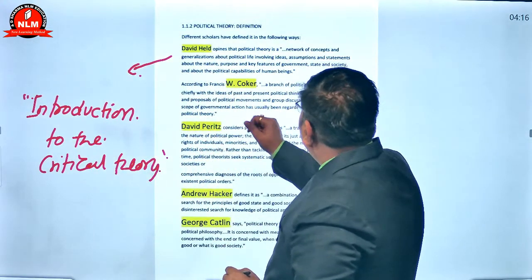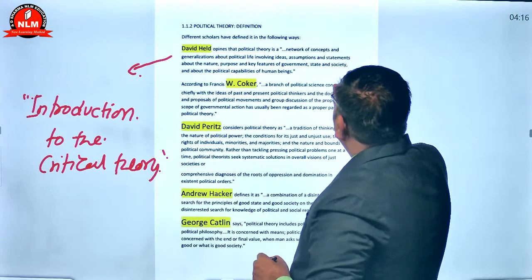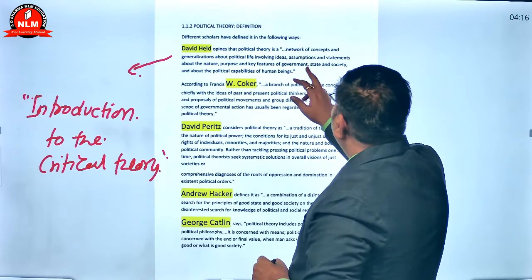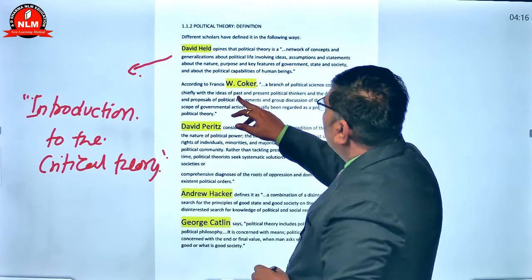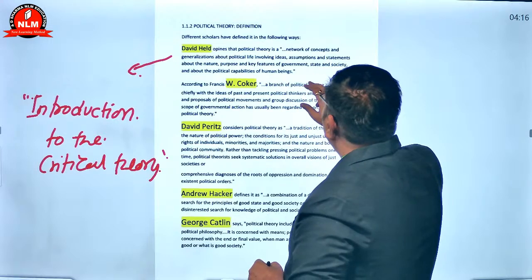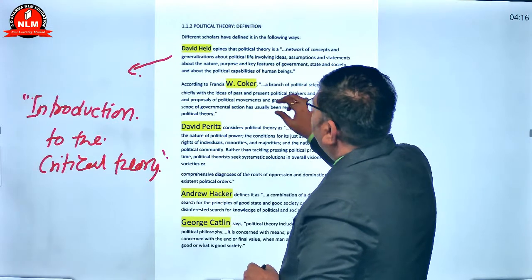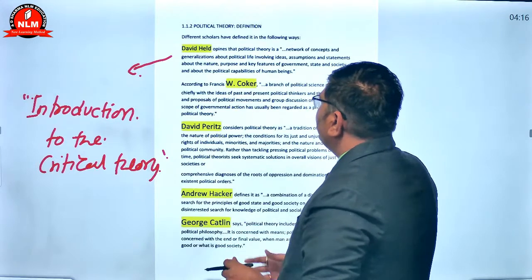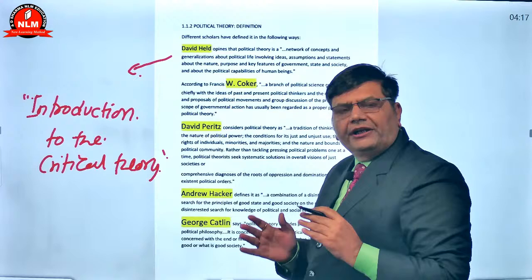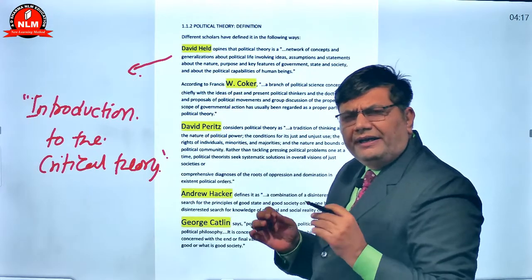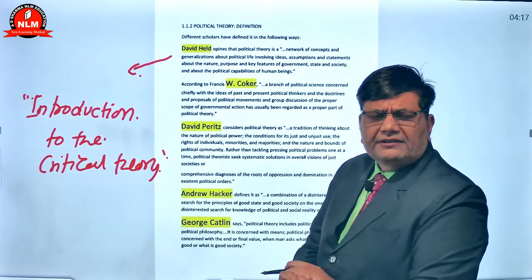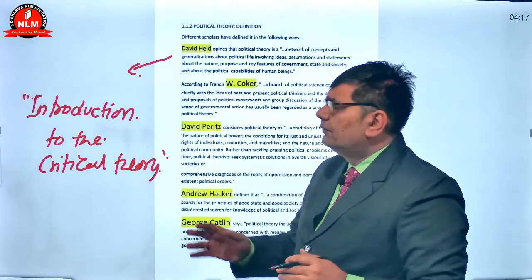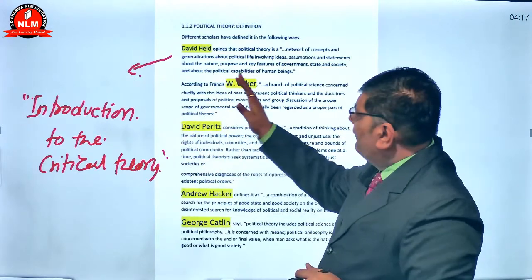He defined political theory as a network of concepts and generalizations about political life involving ideas, assumptions, and statements about the nature, purpose and key features of government, state and society, and about the political capability of human beings. It means David Held accepts political theory as a very important part of political science. It includes both fact and value.